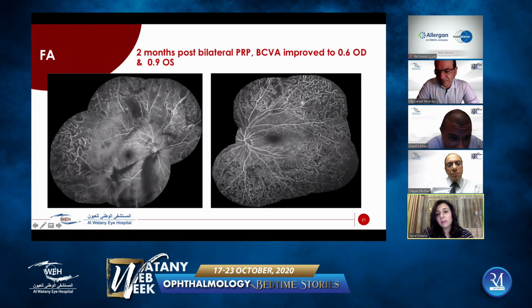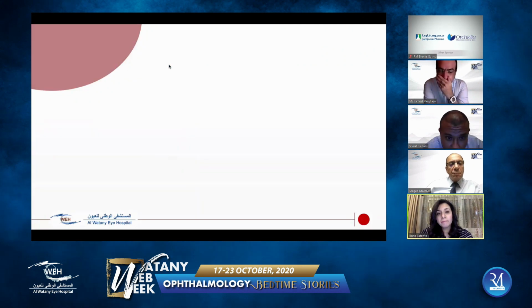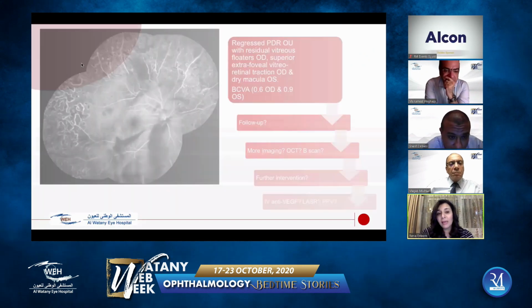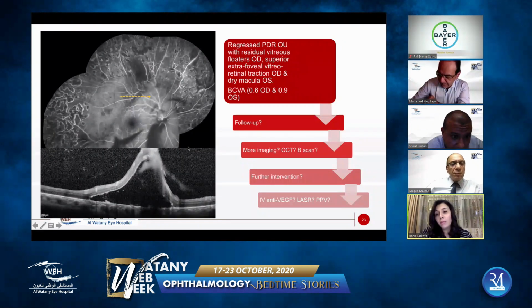The macula is almost dry in the left eye. However, we can see this band of traction within the perifoveal area. Meticulous scanning of that area shows localized neurosensory detachment with minimal hemorrhage. My question goes to Dr. Maged Mikhail. If you have an extrafoveal traction like that one, would you encourage the patient for vitrectomy or just follow him up?